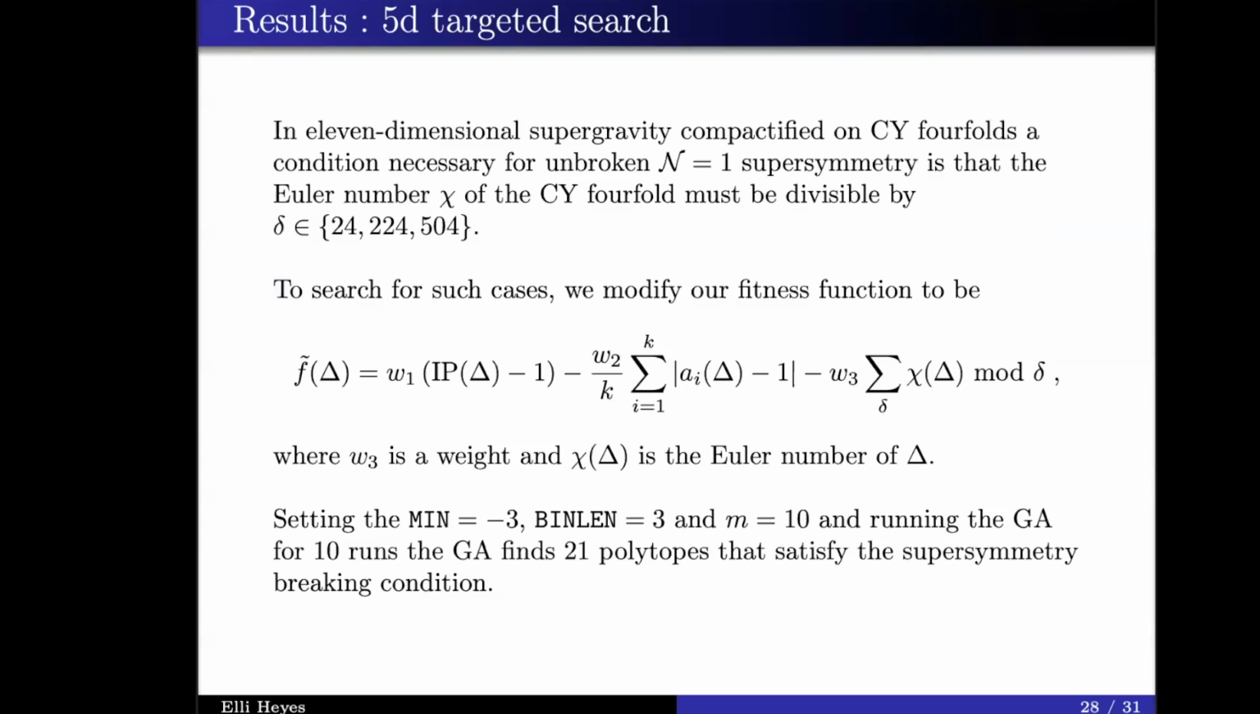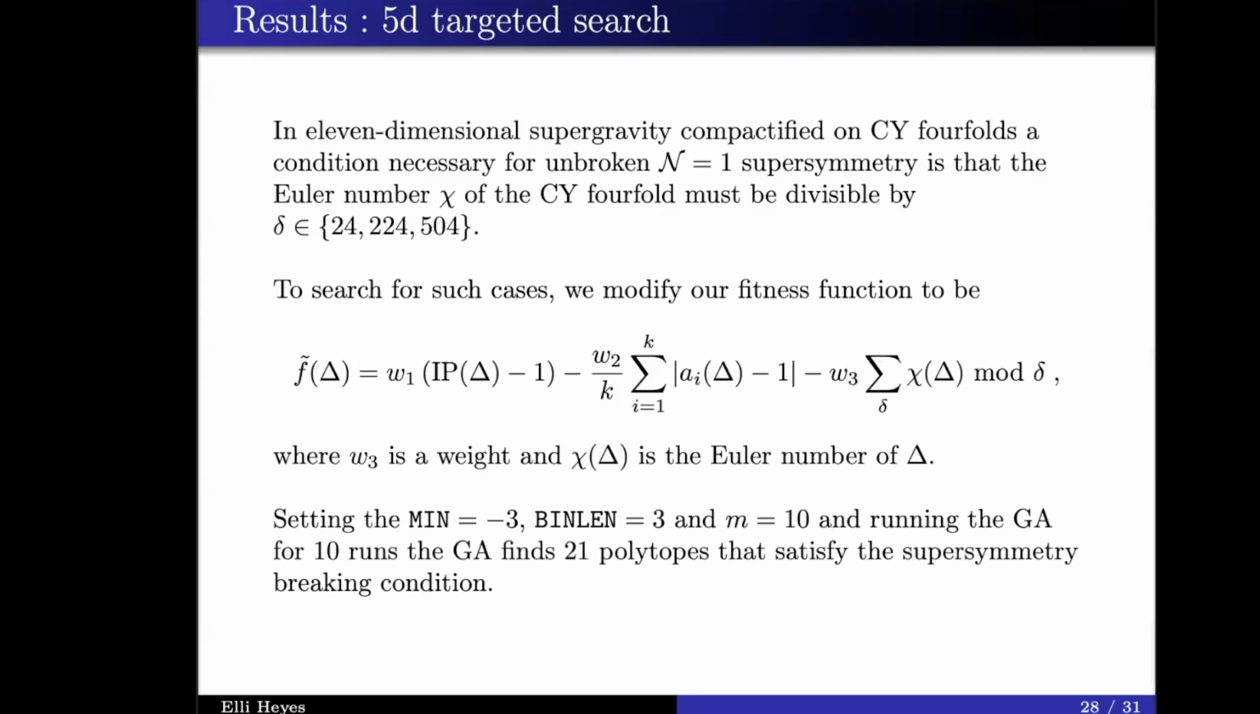So the final thing I want to show you is showcasing how our genetic algorithm can be used for more directed searches. We took an example from the literature, which gives a condition on the Euler number of the Calabi-Yau in order for us to have unbroken N equals 1 supersymmetry. This is that the Euler number must be divisible by 24, by 224, and by 504. By making a simple amendment to our fitness function, which basically just penalizes every polytope that doesn't give you that divisibility, and running this algorithm just for 10 runs, we managed to generate 21 examples.